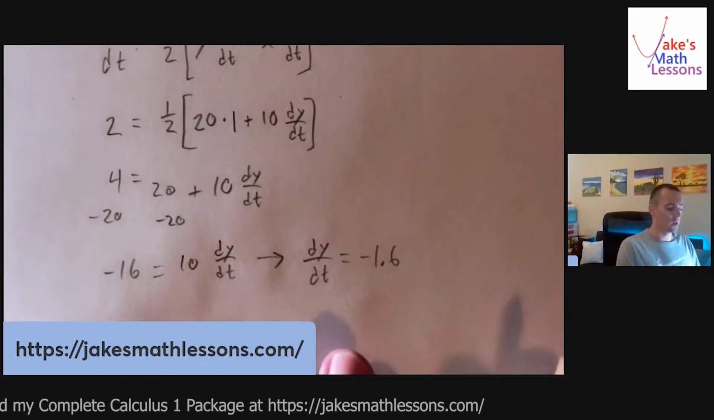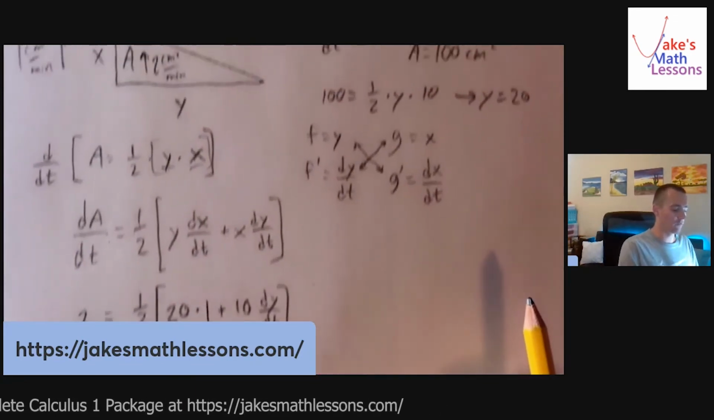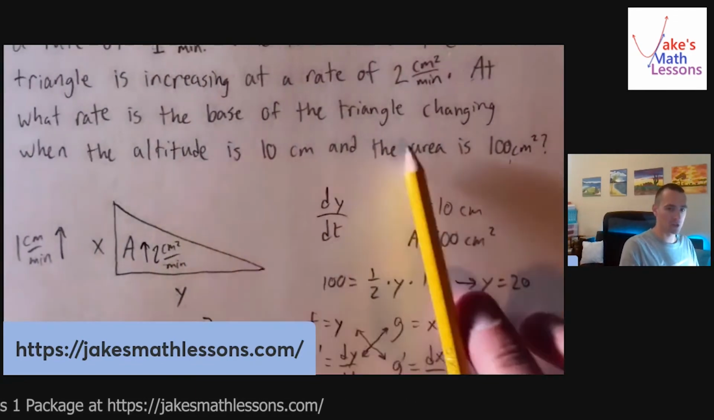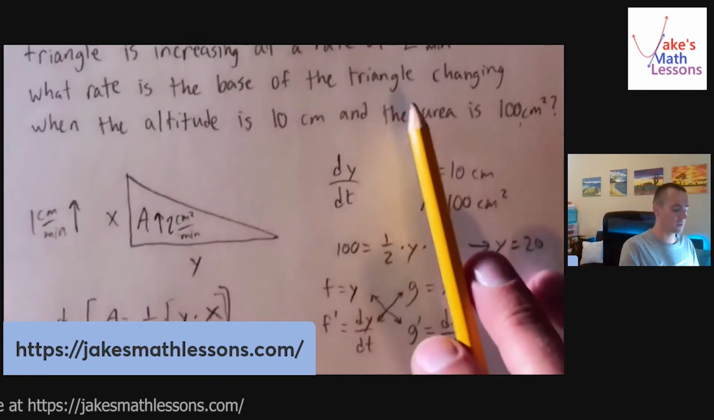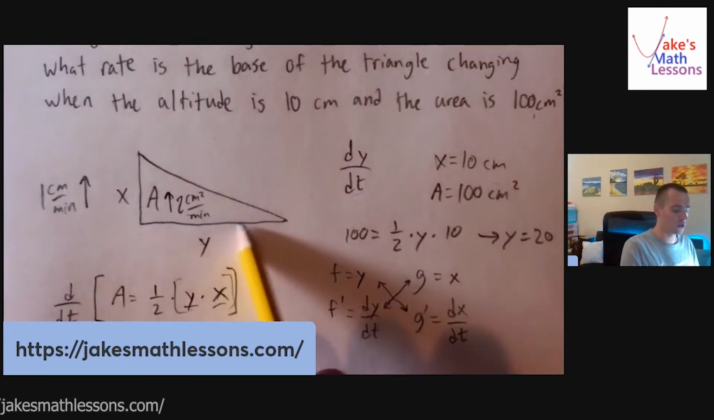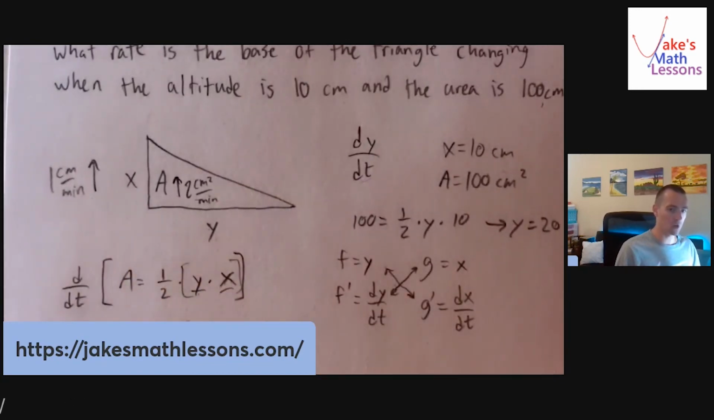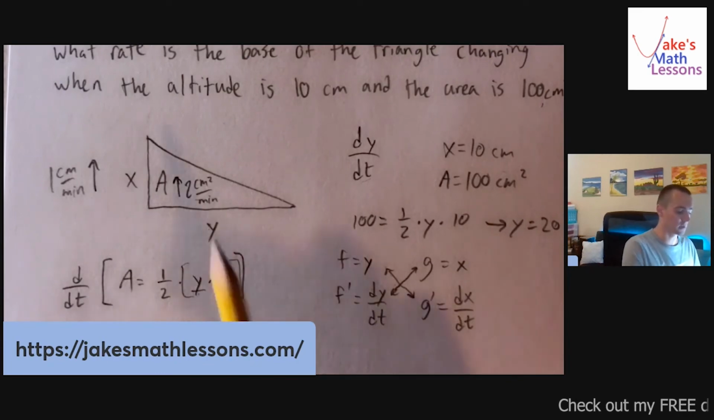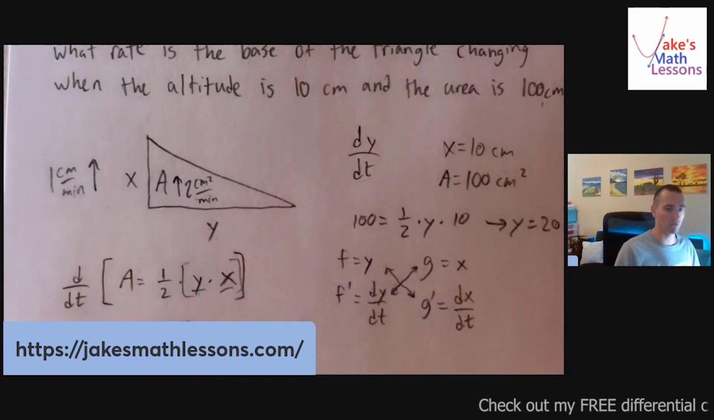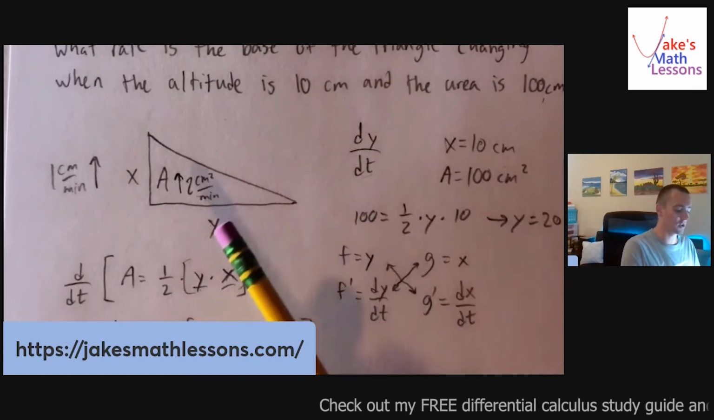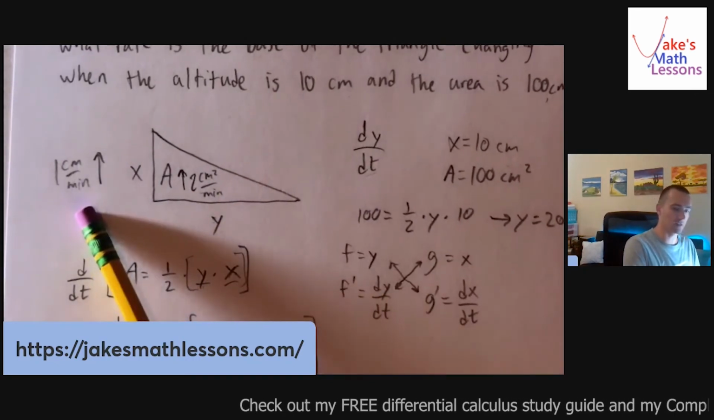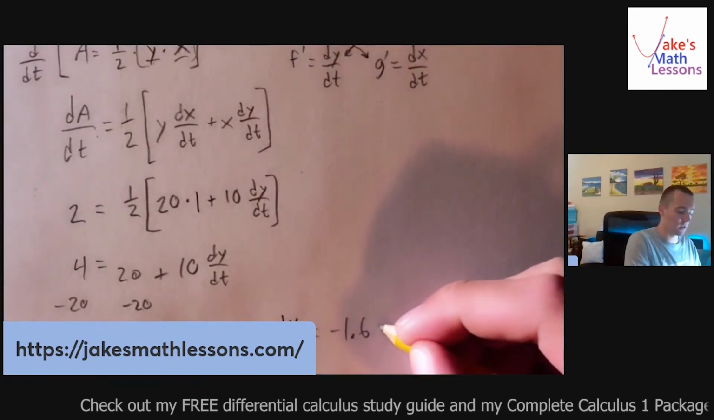And now this is what I was getting at earlier, where the units come into play. We are being asked to find at what rate the base of the triangle is changing. Since the base of the triangle is something we would measure in centimeters, the rate of change is going to be centimeters per minute, because we know that these other rates of change were measured in minutes. So it's going to be changing at a rate of centimeters per minute, just like this other side length was.